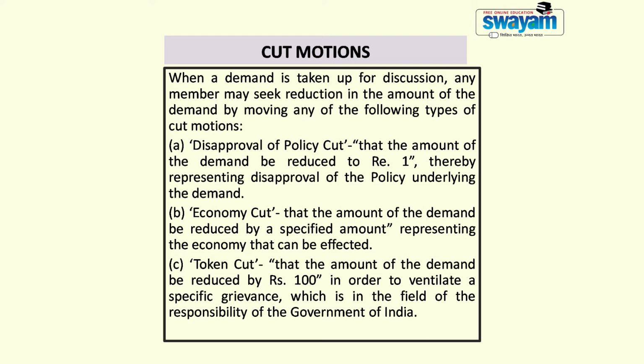Second is the economy cut, where the amount of the demand is reduced to a certain specified sum. That represents the economy to be effected. And the third, the token cut, is where the amount of the demand is reduced to ₹100 to ventilate some specific grievance which is within the field of the government's responsibility.